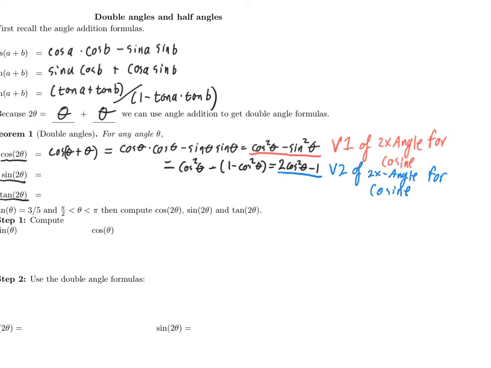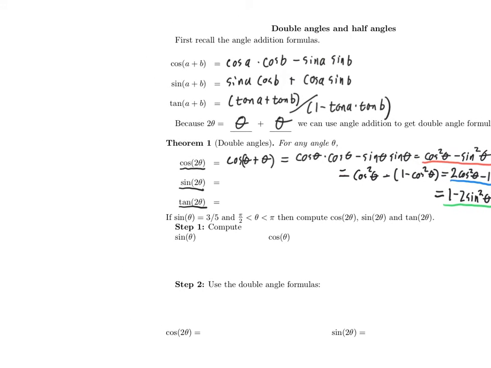And I'll go ahead and just write down what the last one is. The last version of this that you can get is 1 minus 2 sine squared theta. And the way you get that is the exact same, but instead of replacing sine squared with 1 minus cosine squared, you replace cosine squared with 1 minus sine squared. So there's the double angle formulas for cosine. Let's now do sine and tangent.